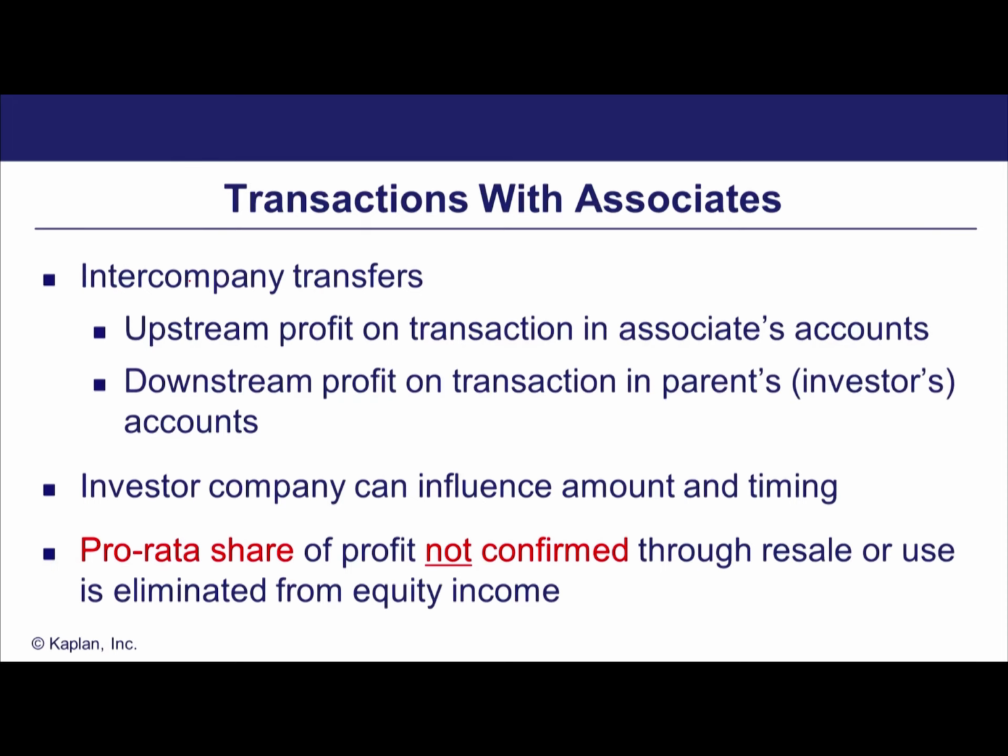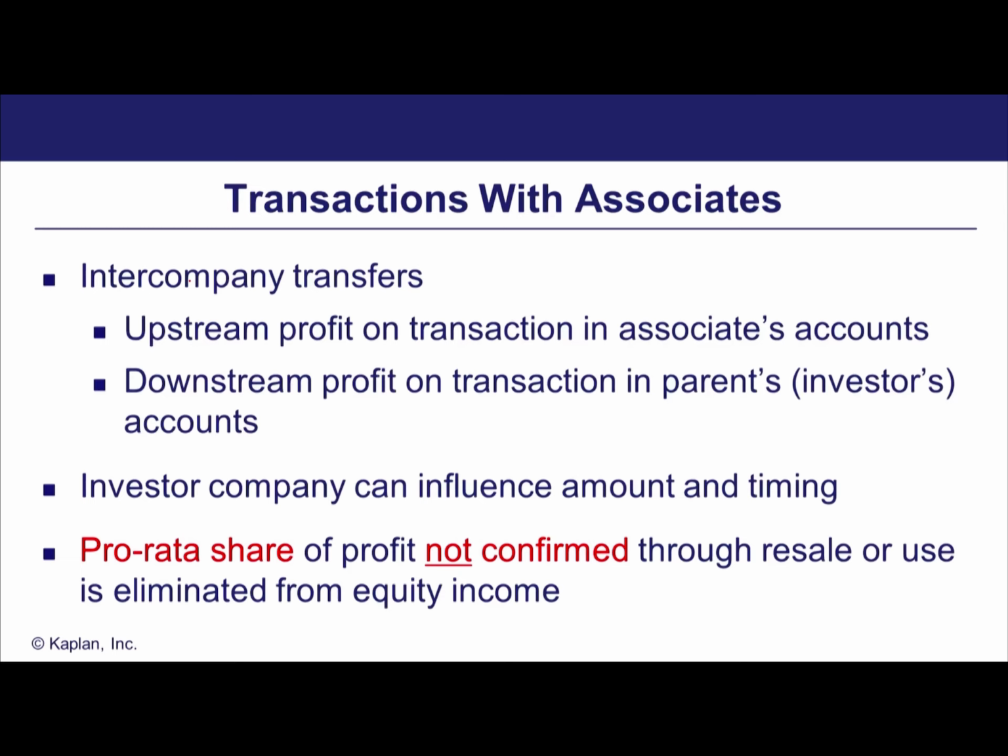Now, they talk about upstream profits and downstream profits. Upstream profits, notice the profit on the transaction is in the associate's accounts. In other words, therefore, the associate must have sold goods to the parent, and therefore the profit is in the associate's accounts. Downstream transaction, here the profits are in the parent's accounts. So therefore, the parent must have sold goods to the associate.